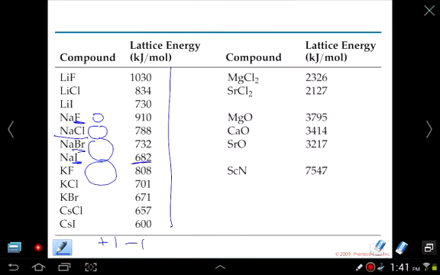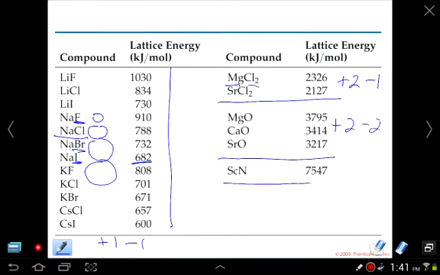This is the distance. And if you go across, these have a +1 -2, or actually +2 -1. In the case of magnesium, +2, chloride -1. These have a +2 -2. And this one, scandium nitride, is +3 -3.